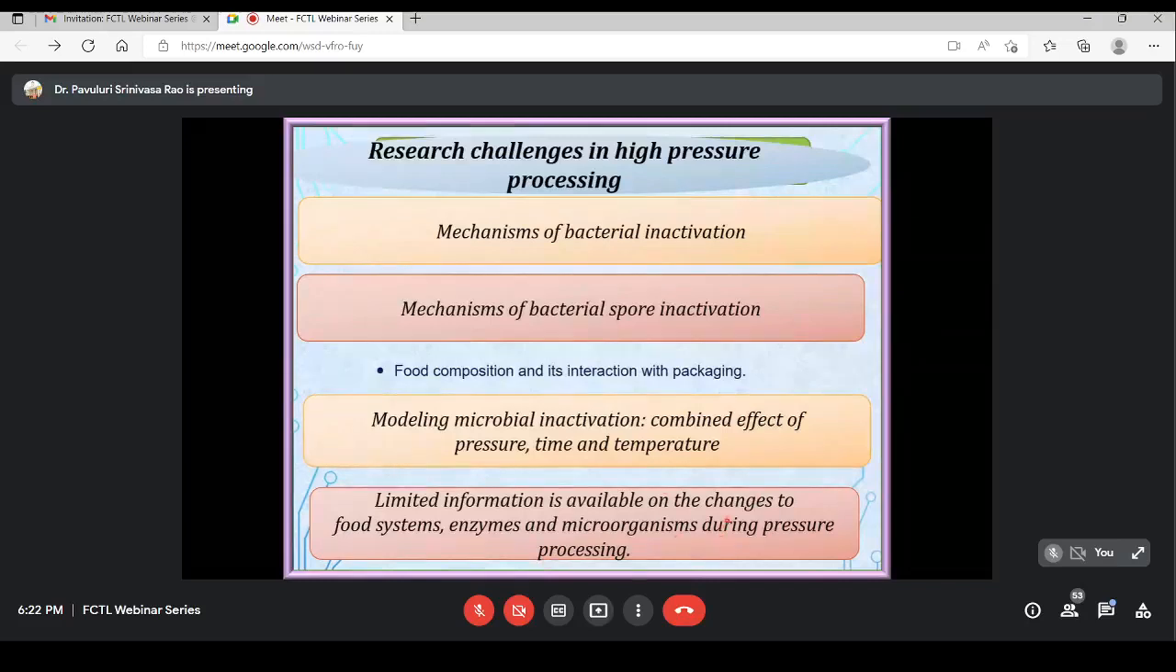Similarly, limited information is available on the changes to food systems, enzymes, and microorganisms during high pressure processing. What's happening exactly during the ongoing process of high pressure is sometimes studied through some kind of optical sensing, and one such facility has been developed at Ohio State University by Dr. Sudhir Shastri. These developments are required so that through in situ measurements and maybe some kind of logging we can get the data, analyze it, and understand the complete picture.